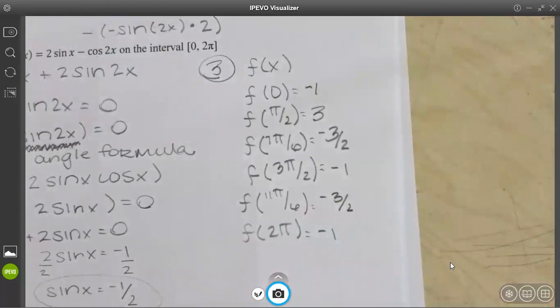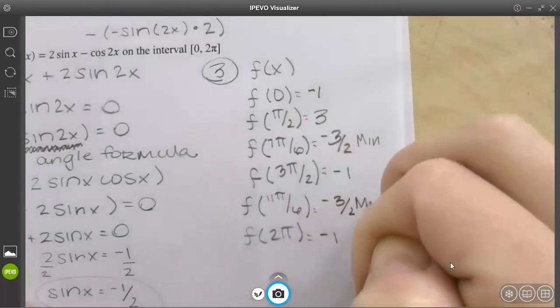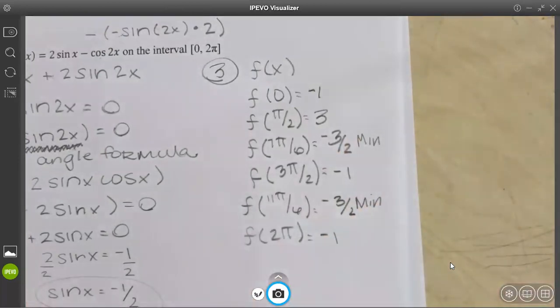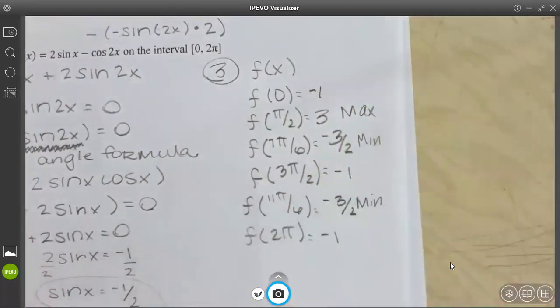What do you think? So you have mins at -3/2. And then the max is at 3. And that's all you guys have to do.